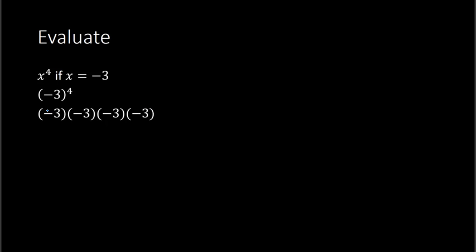So the negative times negative makes a positive. Negative times negative again makes another positive. So we have 3 times 3 is 9, times 3 is 27, times 3 is 81. So my answer is going to be 81.